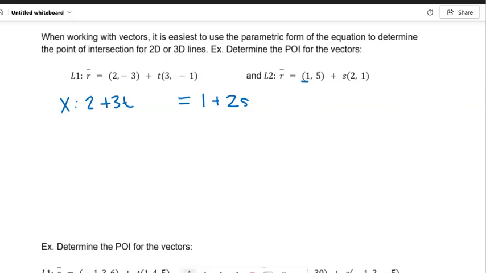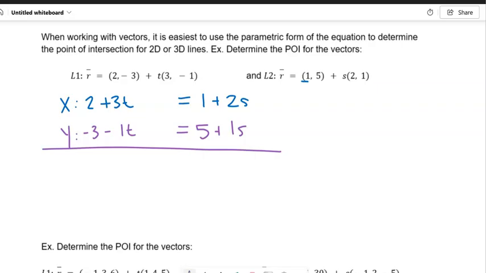And I'm going to compare that to what's happening in y. So y is starting at negative 3, and it's going down 1t every time. And I want to know when that is equal to when I'm starting at 5 and I'm going up 1s each time. So these are the two equations that I'm going to use. I can label them 1 and 2. And I'm going to manipulate these to figure out where their point of intersection is.